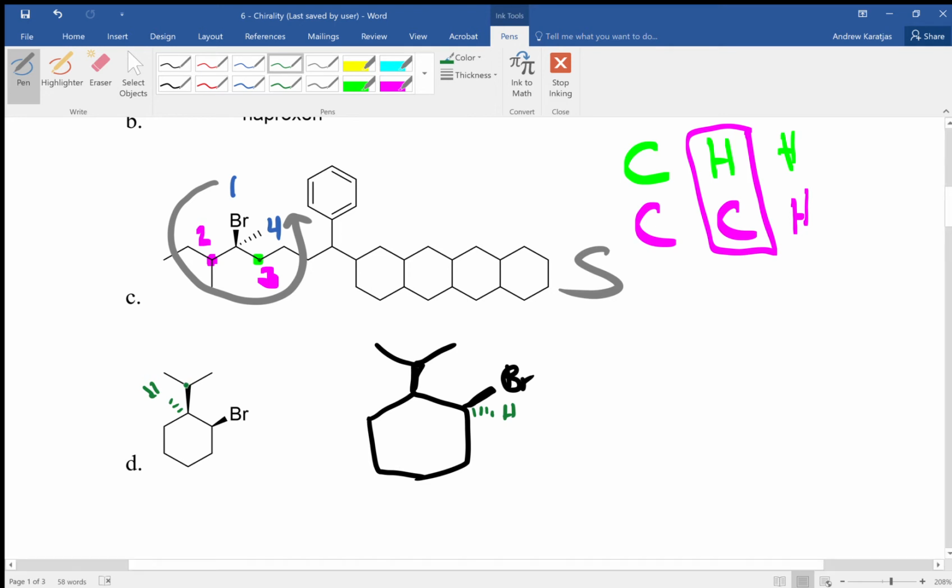So if we go up, we have a carbon attached to 2 carbons. To the left, we have a carbon attached to 1 carbon. But to the right, we have a carbon attached to a bromine. And so that, because of the bromine, is going to be the highest priority of the 3 carbon groups. Second will be the carbon attached to 2 carbons, and third, carbon attached to 1 carbon. Arrow goes counterclockwise, and so this stereocenter is S.